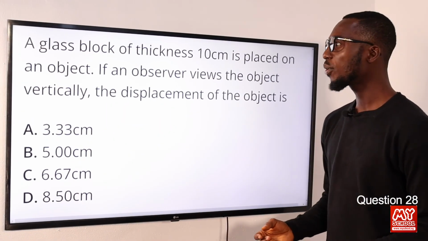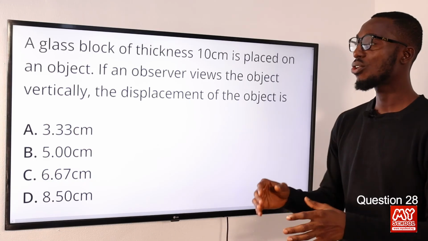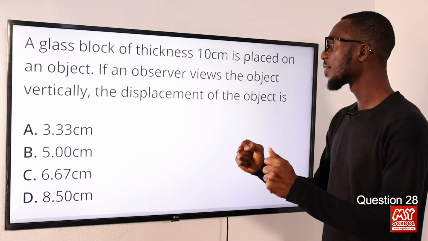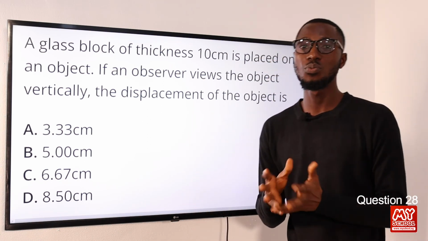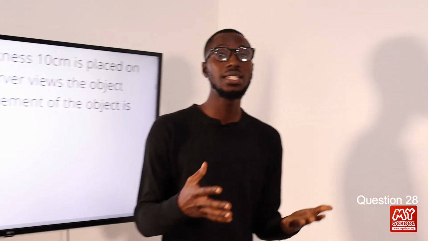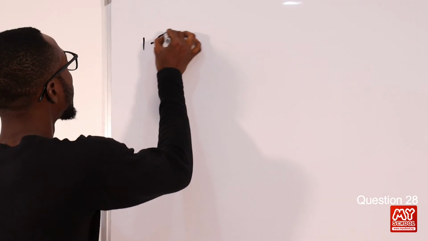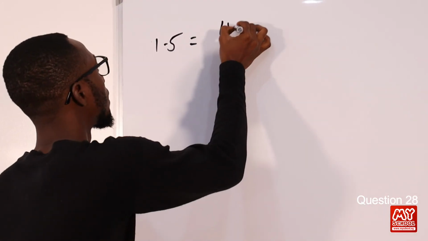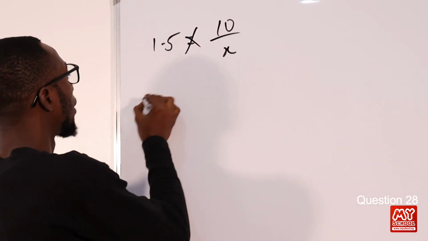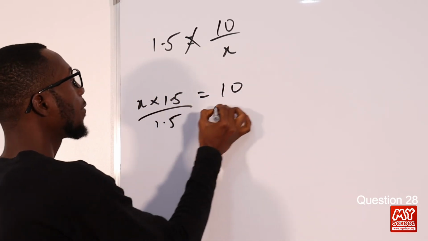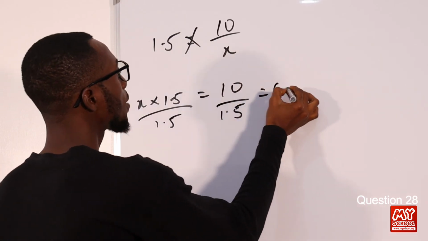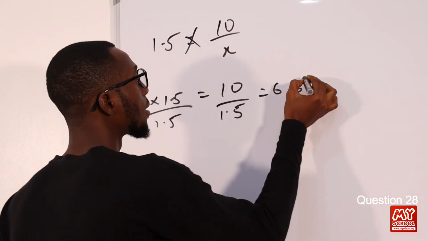28. A glass block of thickness 10 centimeters is placed on an object. If an observer views the object vertically, the displacement of the object is what? So we are just going to use refractive index equals real depth over apparent depth. So we know refractive index for glass is 1.5 equals the real depth from the question, 10, over the apparent depth. That will be x times 1.5 equals 10. Dividing both sides by 1.5, we should have 6.66666, so I can just put 6.7.